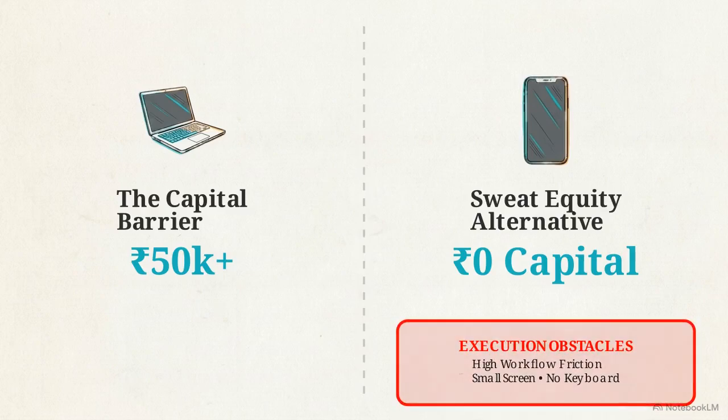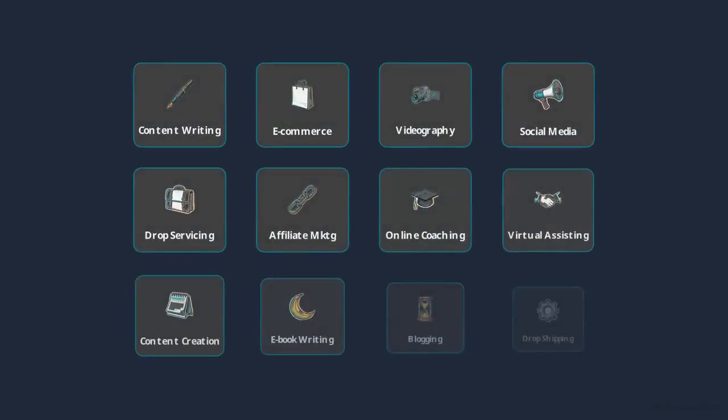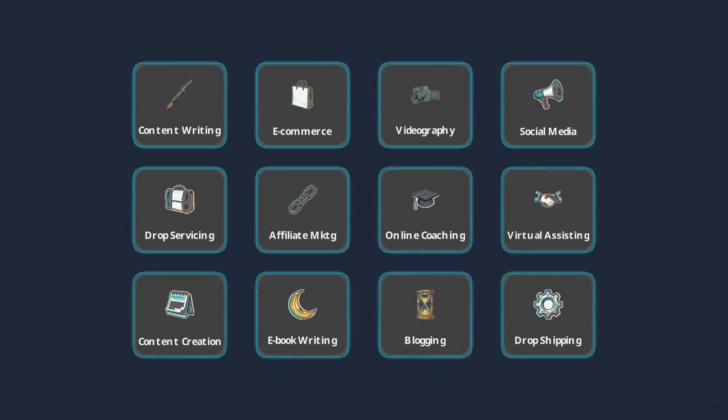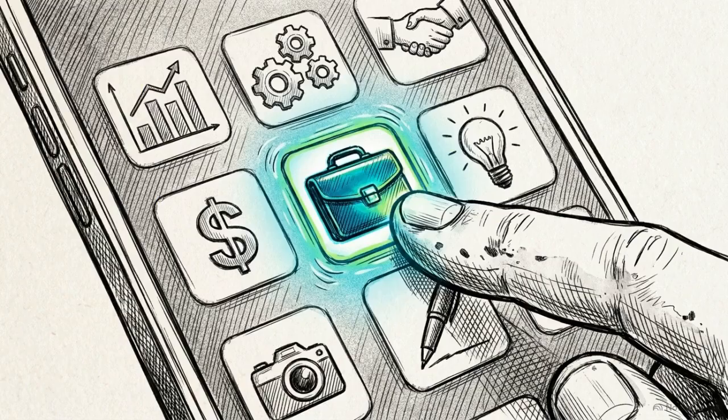To succeed, you must master mobile-specific workflows and leverage skills that don't require keyboards. This is not a shortcut. It is a calculated exchange where you trade the cost of hardware for intense sweat equity. There are 12 distinct mobile workflows used by entrepreneurs today to build income streams, but attempting to master even a few of them simultaneously is a primary cause of failure. Precision is the only way this works.